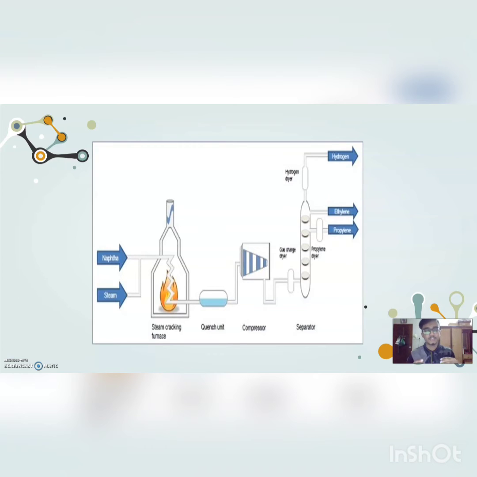When these long chain hydrocarbons are compressed and enter it at high pressure, they undergo some processes, and the outcome will be propylene, ethylene, and hydrogen, and the byproduct will be hydrogen. We can get ethylene and propylene because we have used naphtha as a feedstock.